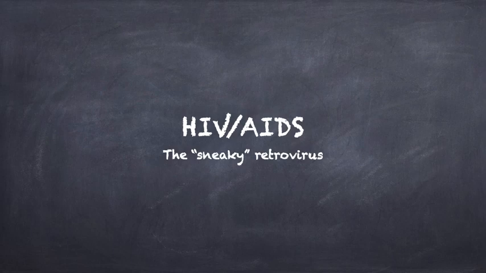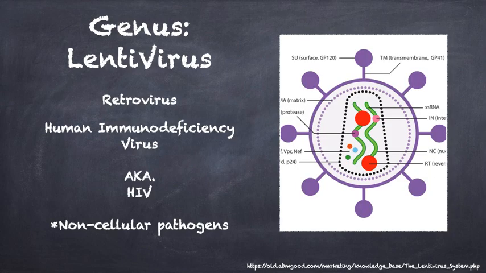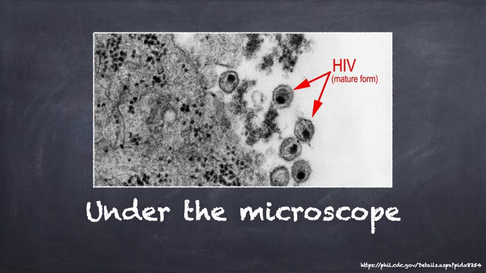Let's learn a little bit about HIV/AIDS, the sneaky retrovirus. HIV comes from the genus Lentivirus under the umbrella of a retrovirus. And remember that a virus is a non-cellular pathogen which cannot replicate without a living host. This is what HIV looks like under a microscope.